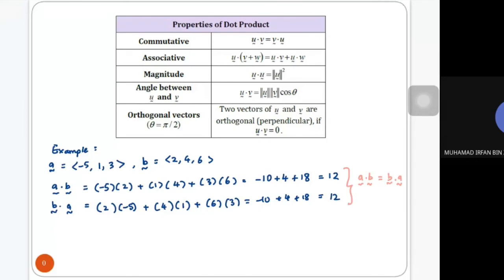And for the dot product, you can find the angle between u and v. This is the angle theta. So u dot v is equal to magnitude u times magnitude v times cos theta. From this, you can get your angle theta. The last property: two vectors u and v are orthogonal, or perpendicular, if u dot v is equal to 0. So if you know u and v are perpendicular, then u dot v must be equal to 0.